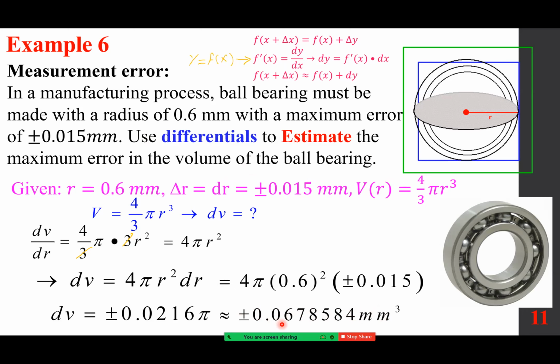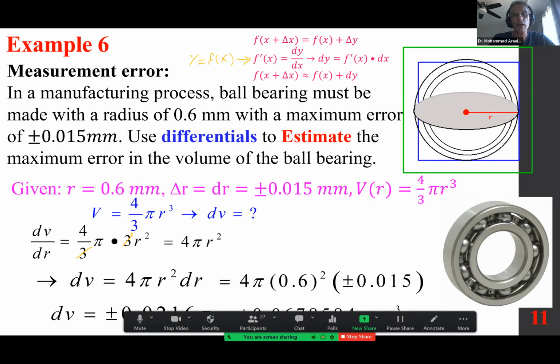Needless to say, we can calculate the exact answer by calculating the volume with 0.6, and then calculate the volume with 0.6 plus 0.015 and 0.6 minus 0.015. And you have to calculate the difference between both of them and V at 0.6. That is extremely important. All right, class.